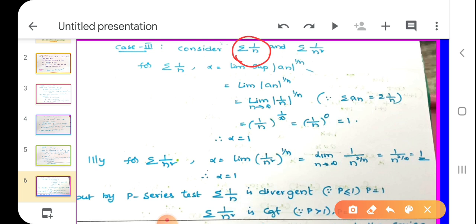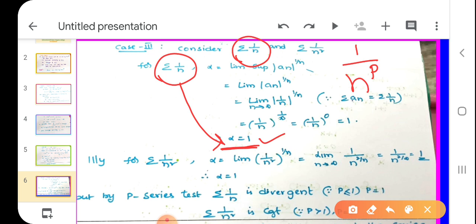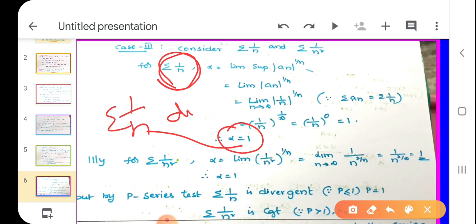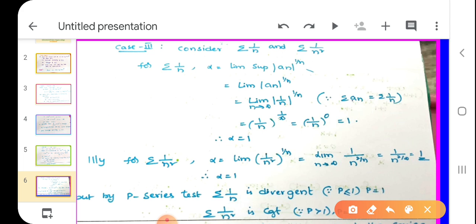If our series is summation 1 by n, we find that limit. What we get here? Alpha equals 1. By p-test, do you remember the p-test? What is the p-test? The given series is of the form 1 by n power p. If p is less than or equal to 1, the given series is divergent. Here also we apply the p-test. By p-test, summation 1 by n is divergent. That means if alpha equals 1, then the given series is divergent. This is one result.